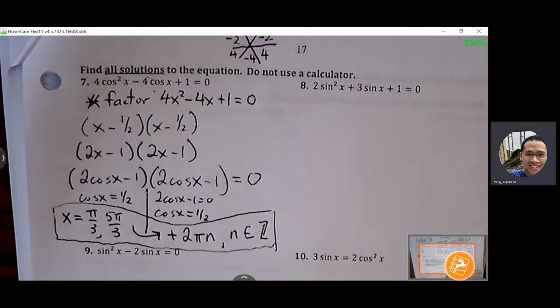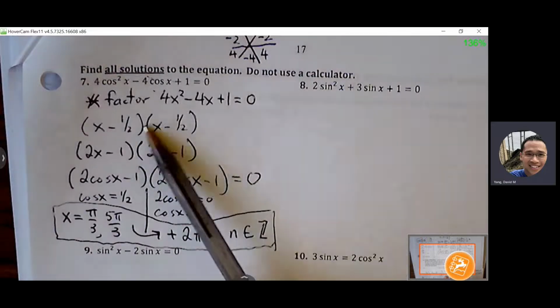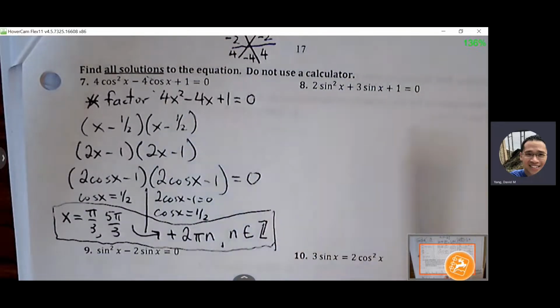Okay, try number 8. If it helps, maybe you want to factor an easier problem in terms of x, and then bring sine back into the fold and go from there.